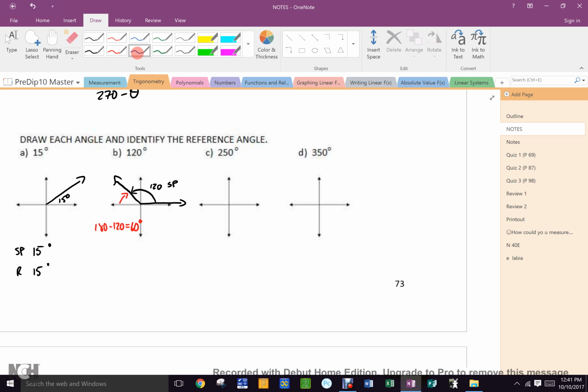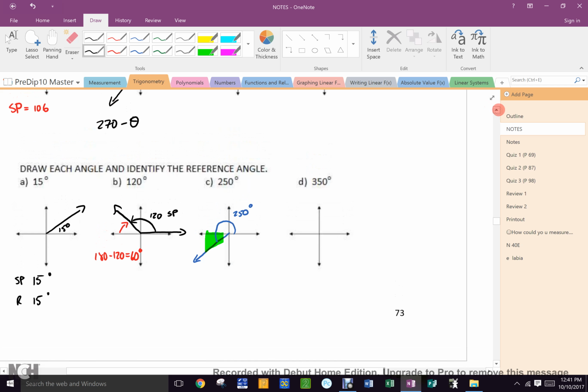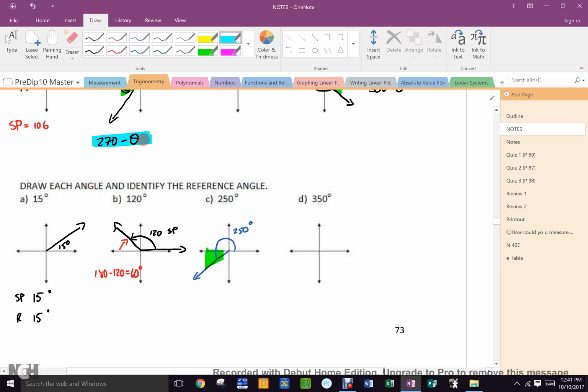Where's 250? This is the one that everybody was having trouble with on the last one. So there's 250. So where's my reference angle? In here. How do I find it? 270 minus 250 is 20. Does that work? Take away 180. 270 minus theta, that's what you guys all said to do.